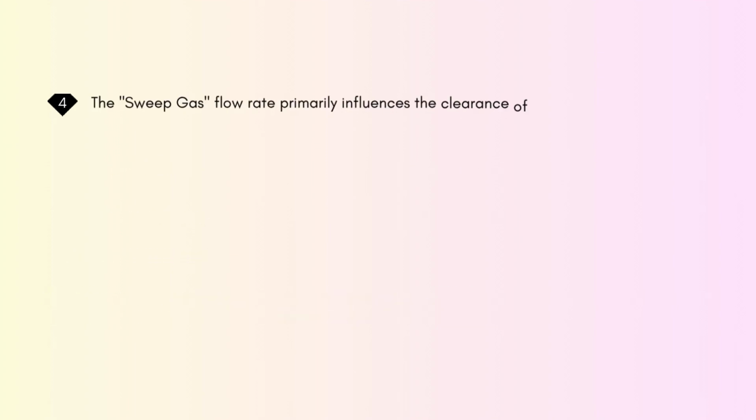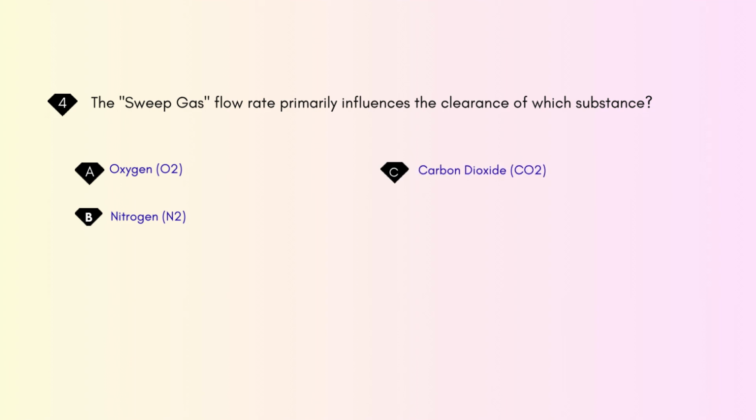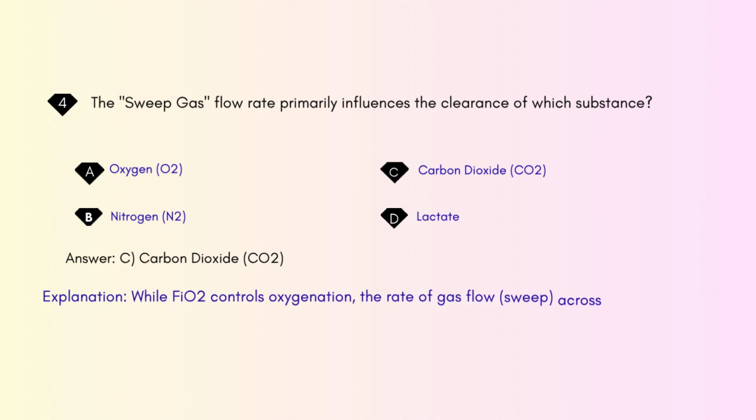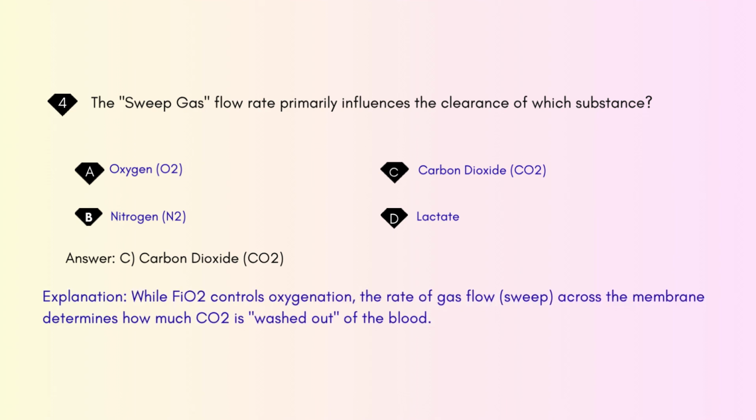The sweep gas flow rate primarily influences the clearance of which substance? A. Oxygen, O2. B. Nitrogen, N2. C. Carbon dioxide, CO2. D. Lactate. Answer: C. Carbon dioxide, CO2. Explanation: while VO2 controls oxygenation, the rate of gas flow, sweep, across the membrane determines how much CO2 is washed out of the blood.